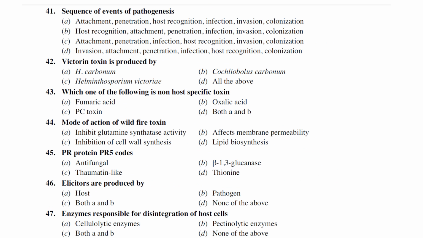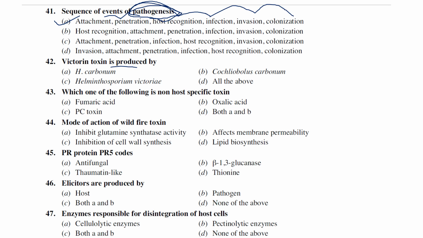Sequence of events in pathogenesis. In pathogenesis, or the disease cycle, causing the disease, what is the sequence? Attachment, penetration, host recognition, infection, invasion, all those things are given here, but I'm telling the answer. First of all, the pathogen needs to come and attach. The next steps are penetration, host recognition, infection, invasion, colonization. This is actually the sequence or order. The next one: Victorin toxin is produced by.